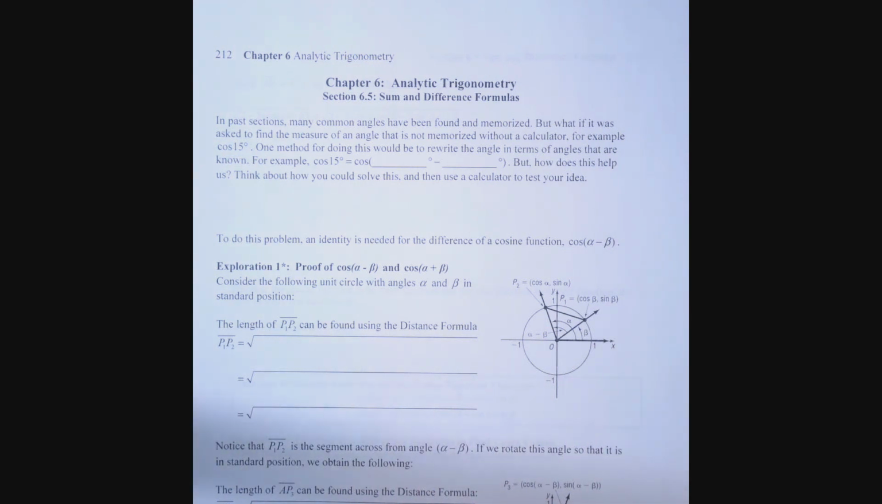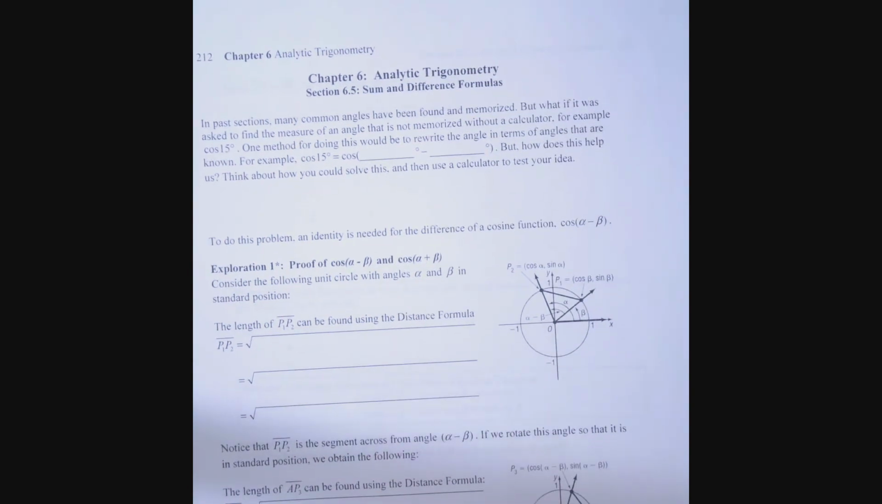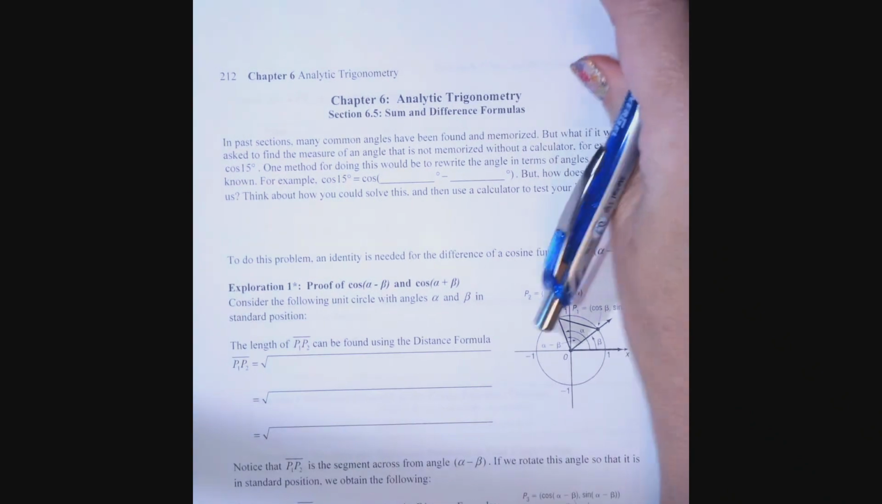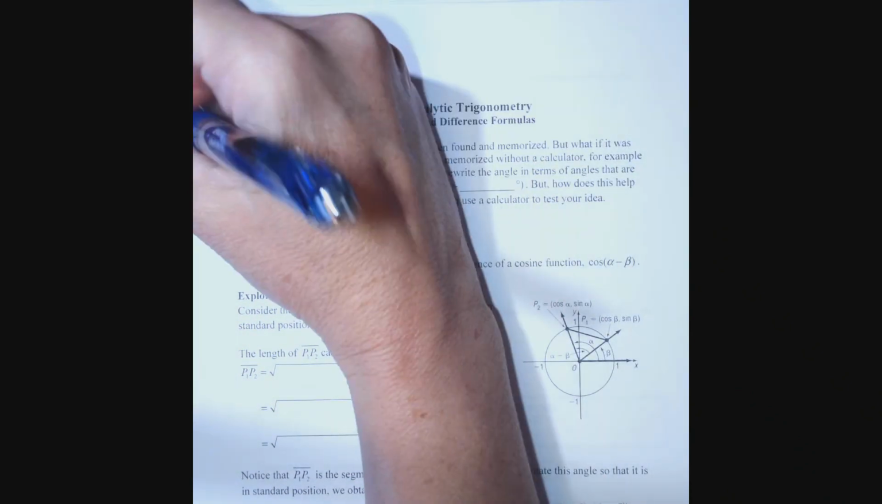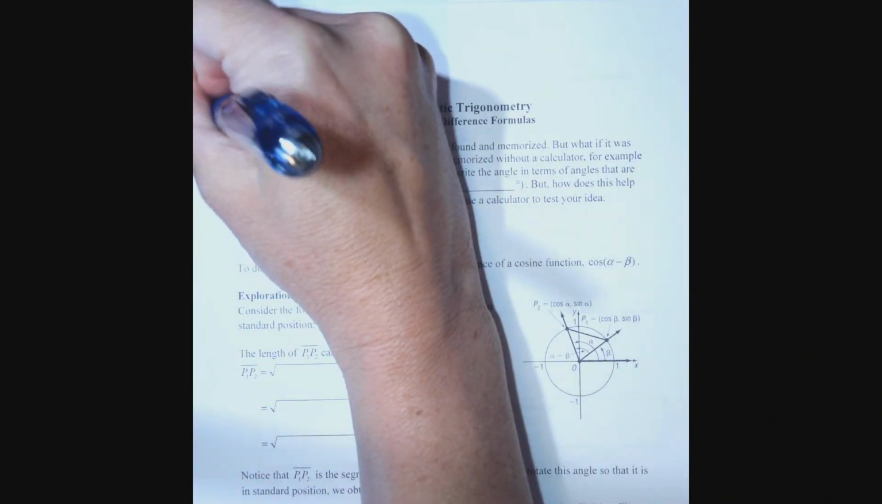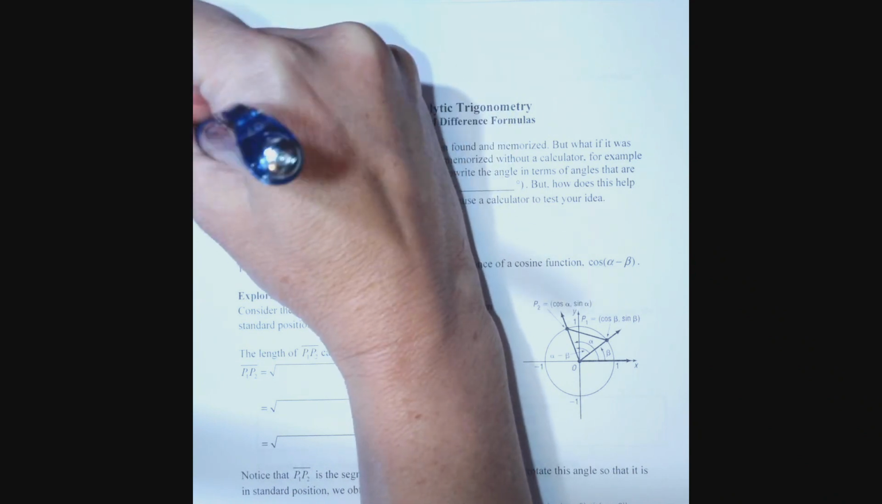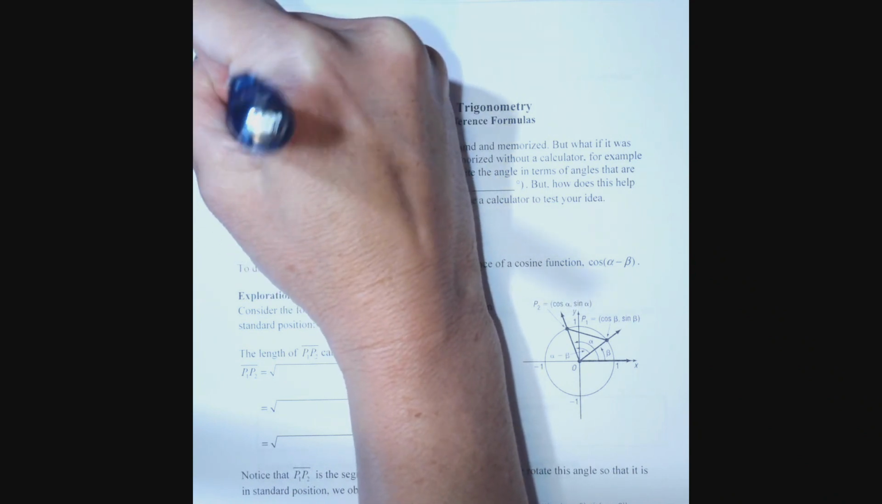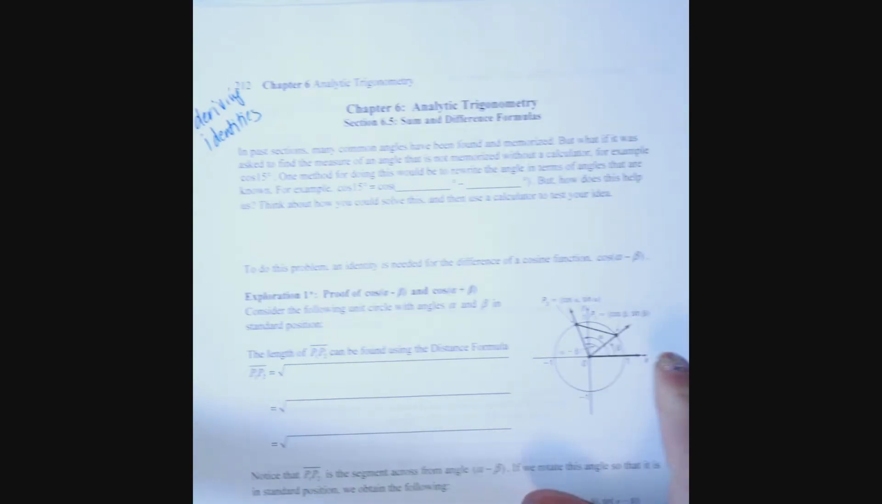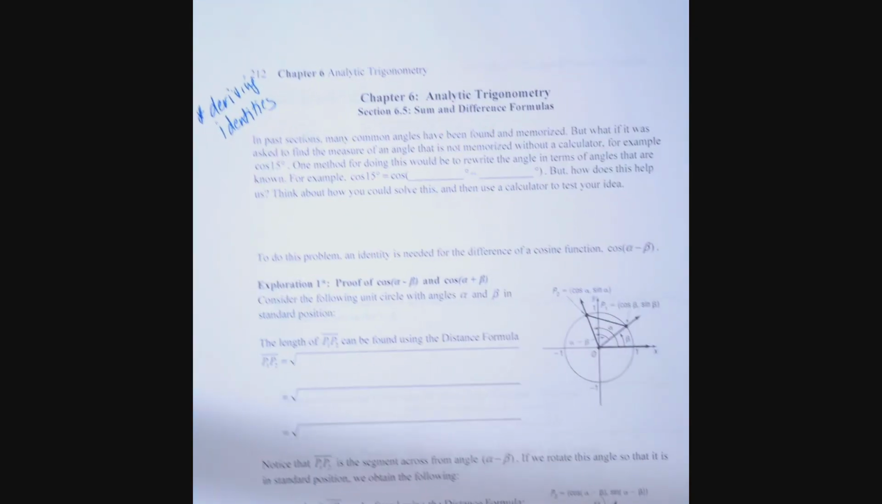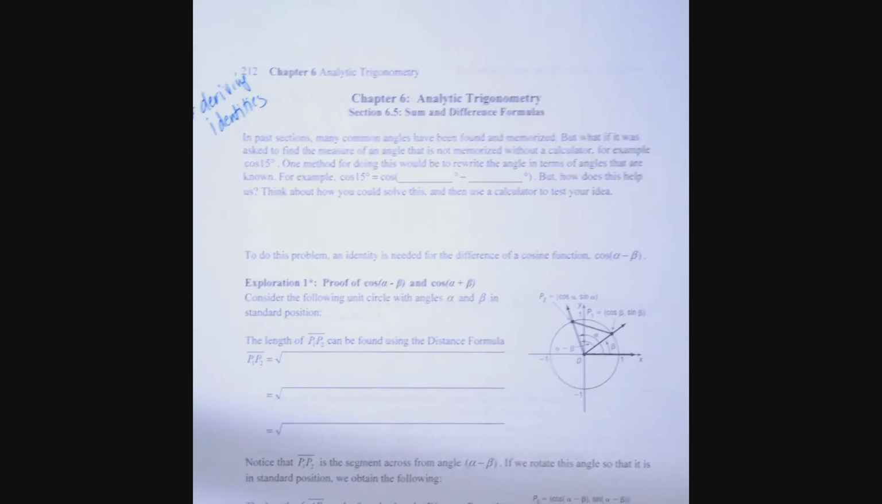In Chapter 6, Section 5, we're going to use the distance formula to help us derive some sum and difference identities. All right, so we are going to be deriving identities using some graphs. Okay, so here we go.